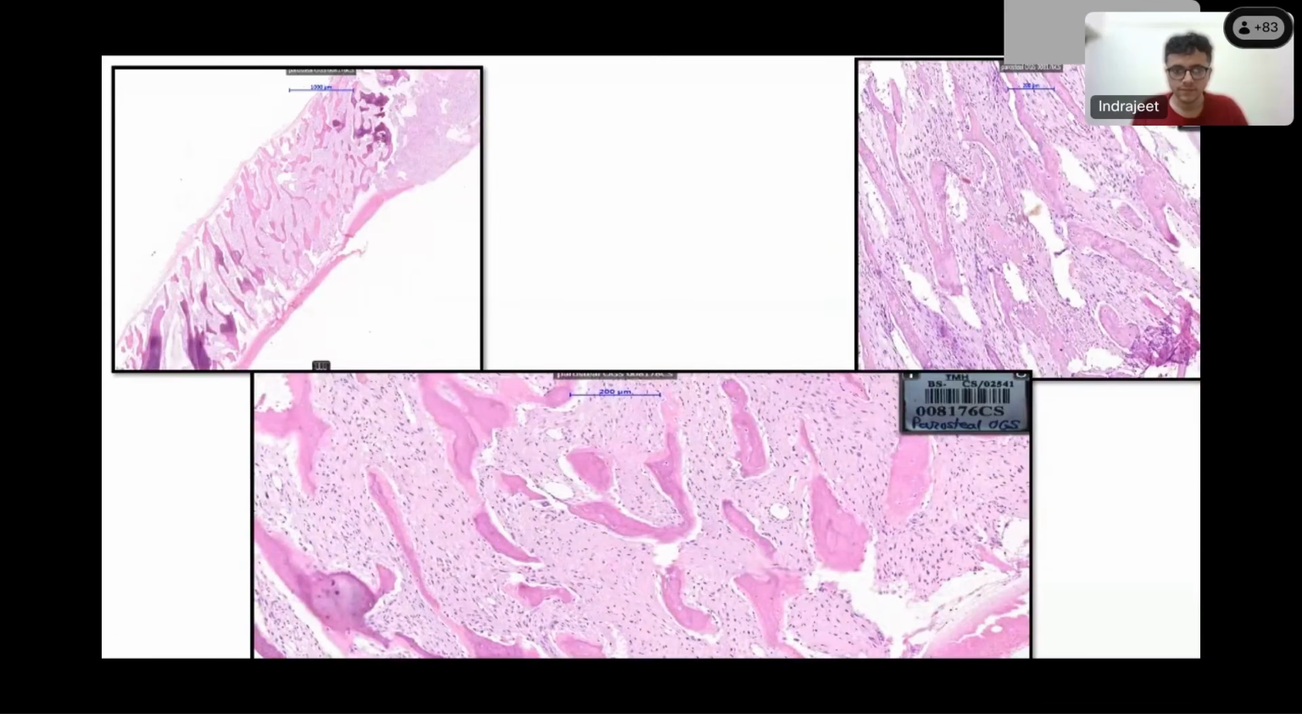Now, who will describe this biopsy from the bone? Krishna Priya? This is a genital biopsy.